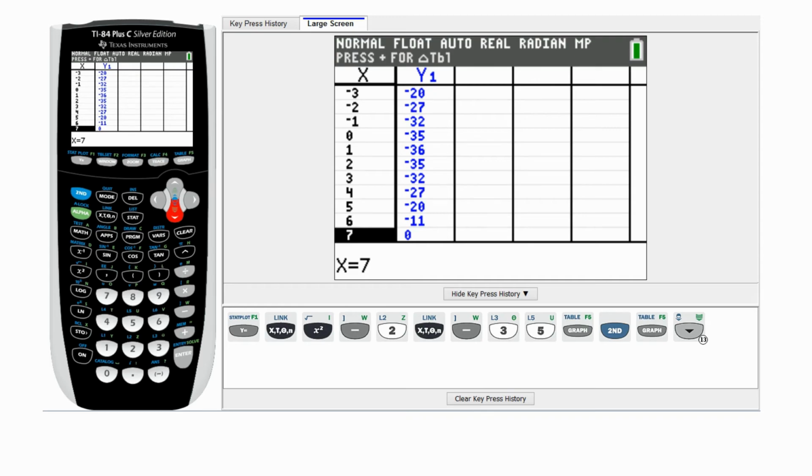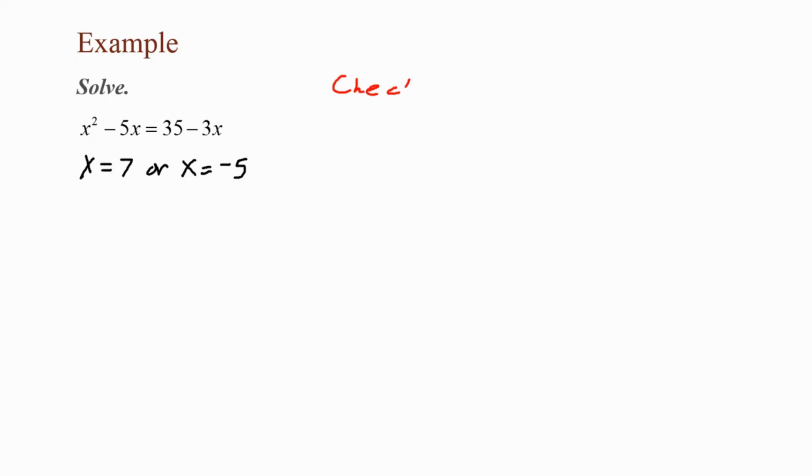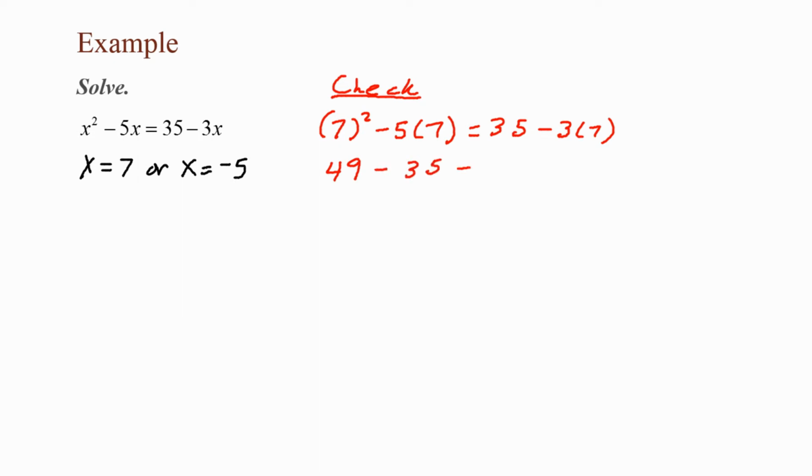Since we had to set the equation equal to 0, you should also check this in your original equation. So checking, I'm going to start with x equals 7, so 7 squared minus 5 times 7 should equal 35 minus 3 times 7. So I have 49 minus 35 equals 35 minus 21. 49 minus 35 is 14, and 35 minus 21 is also 14. So x equals 7 is correct.